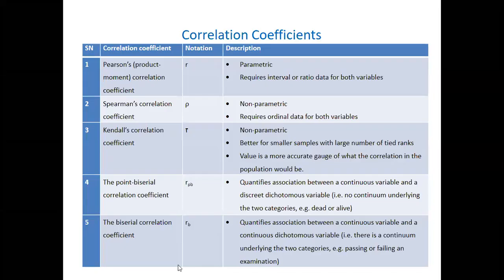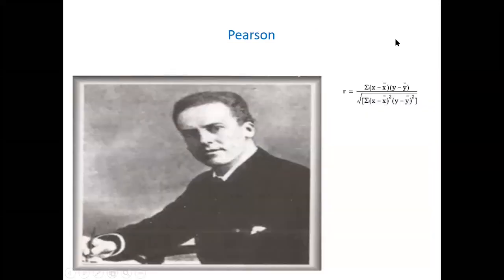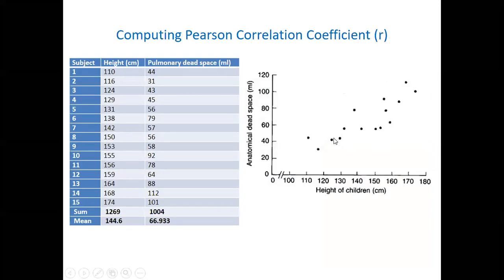Okay. Now, any other question concerning that? Let's proceed. Now, this is Pearson, the Pearson correlation, the one we have derived from the, what do we call it? Covariance.